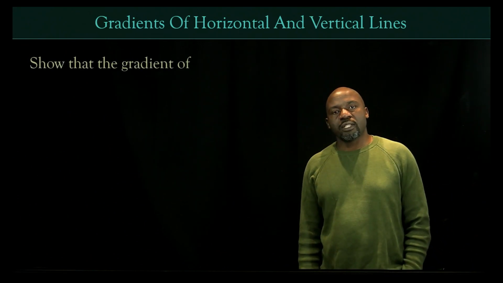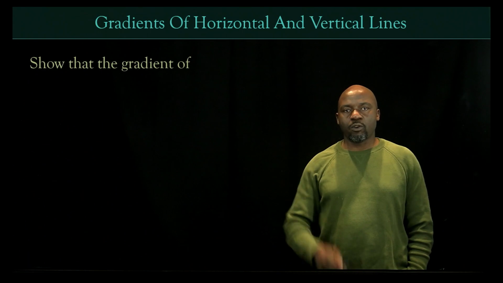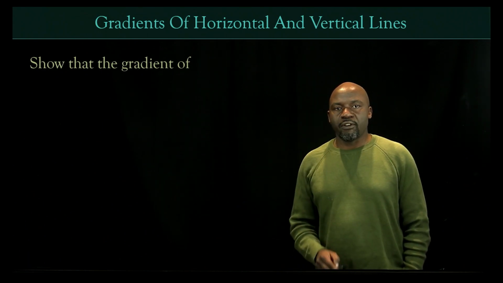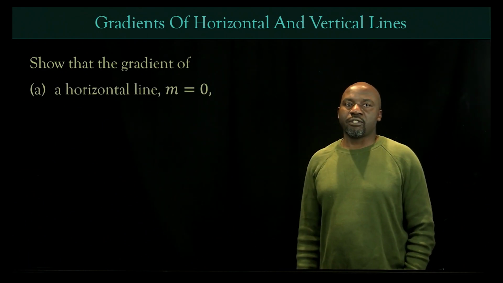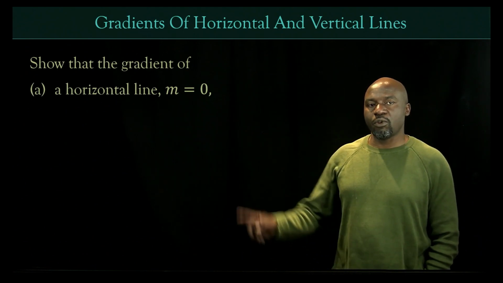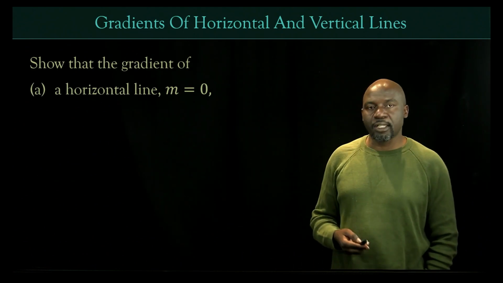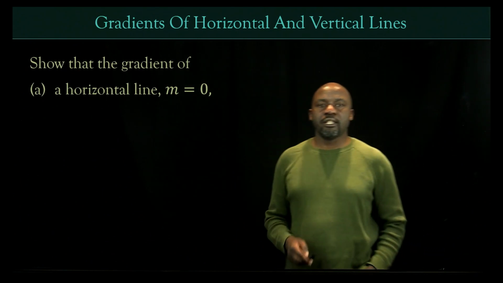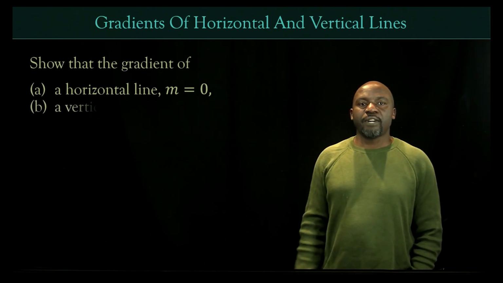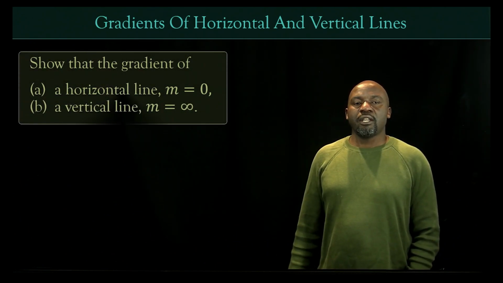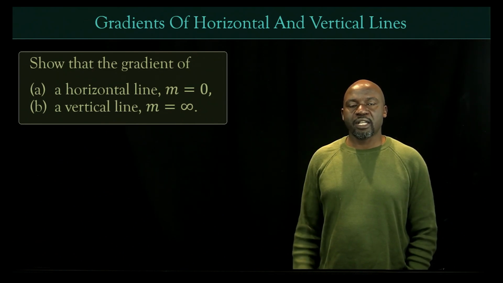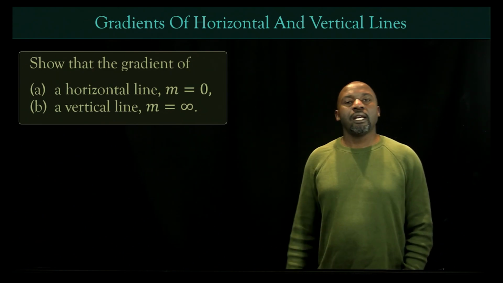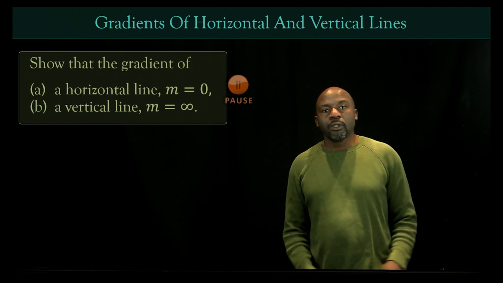In order to answer this question, I am putting up a question. Show that the gradient of a horizontal line is always equal to 0. So if a line is horizontal, then by definition the gradient is 0. And if a line is vertical, then by definition the gradient is always going to be infinite. Can we show this? Okay, let's see how to go about that.